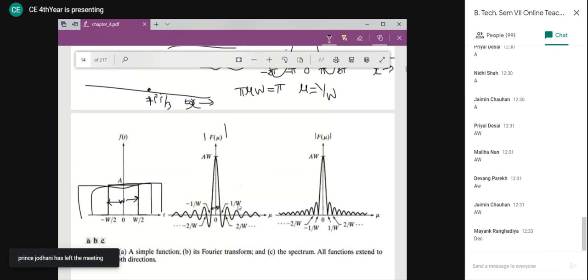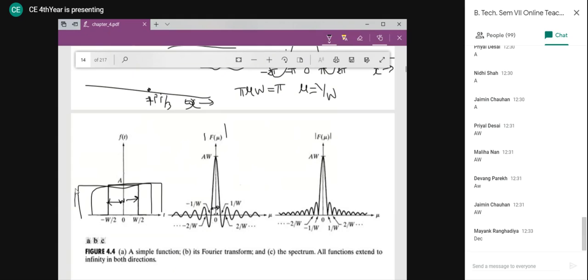If W increases, then 1 by W decreases. That means it will be an even smaller value somewhere here, which will be near 0. Yes, Mike, it will decrease. So my 1 by W becomes smaller, and the width of my main lobe decreases. If the width of my time domain increases, then the width of my frequency domain decreases.